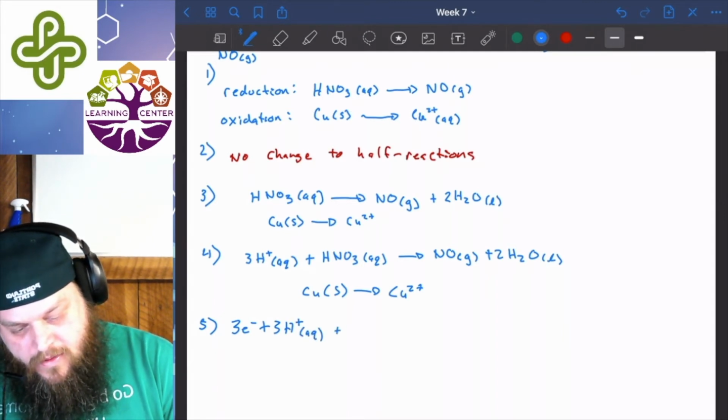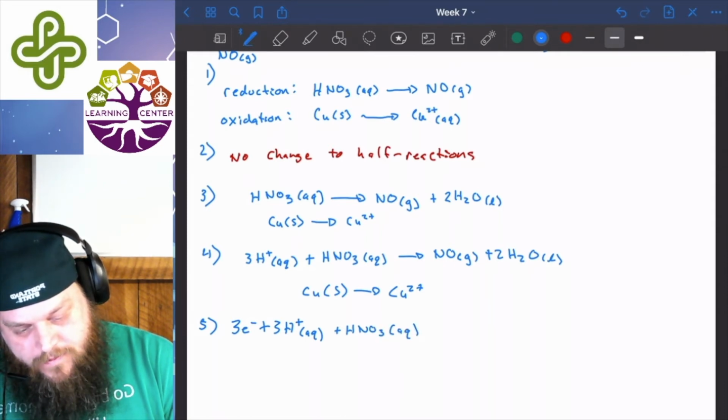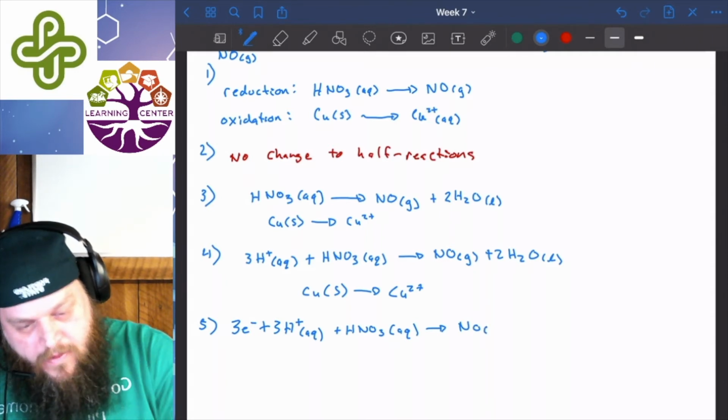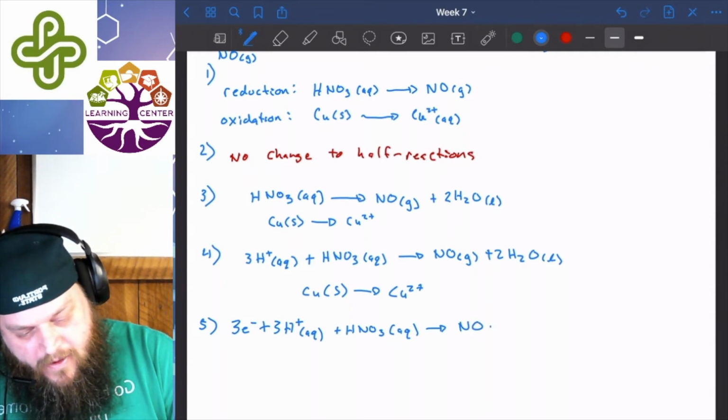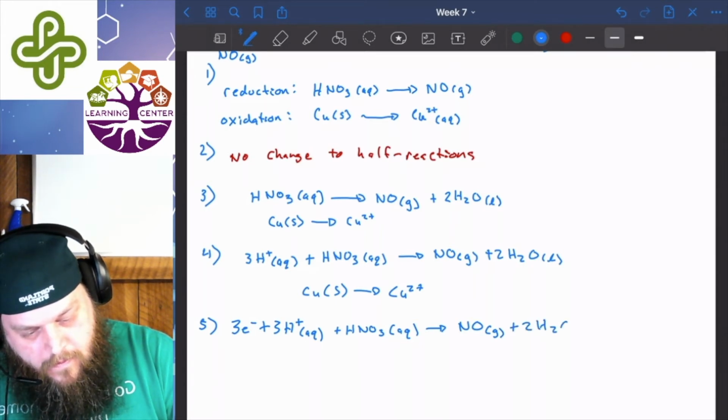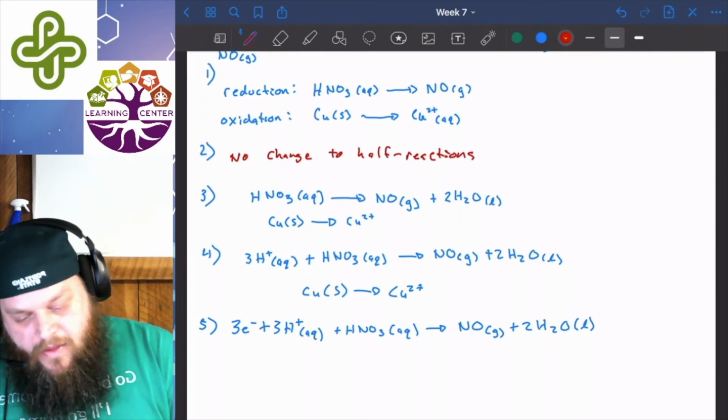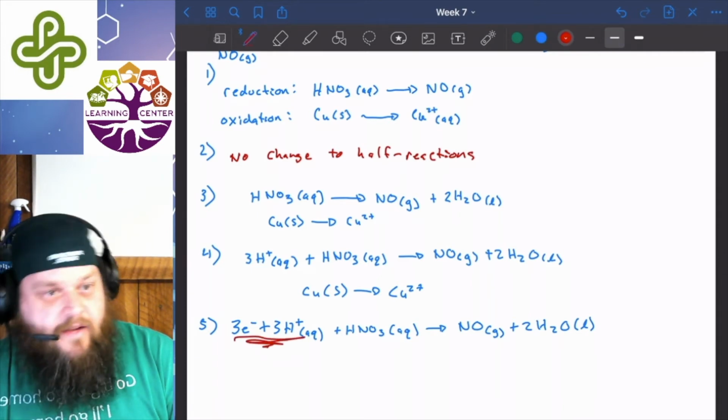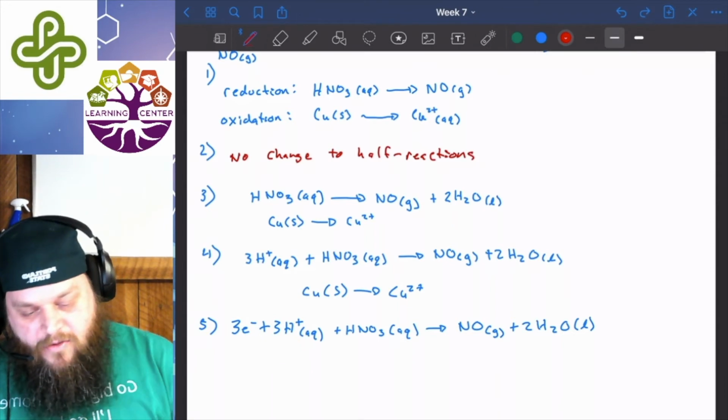aqueous plus the HNO3. I'm just rewriting this side here. And the main thing I've added is I've balanced this side of the equation, because now that's a neutral charge.